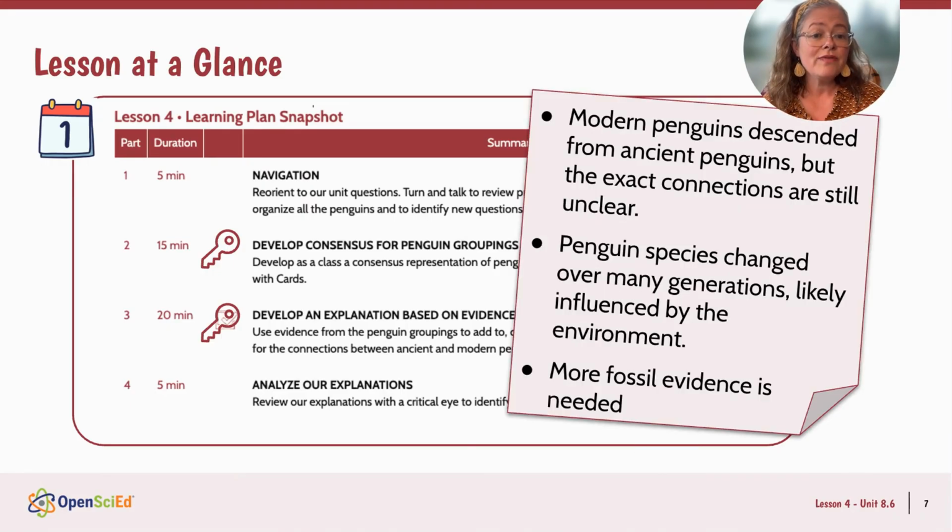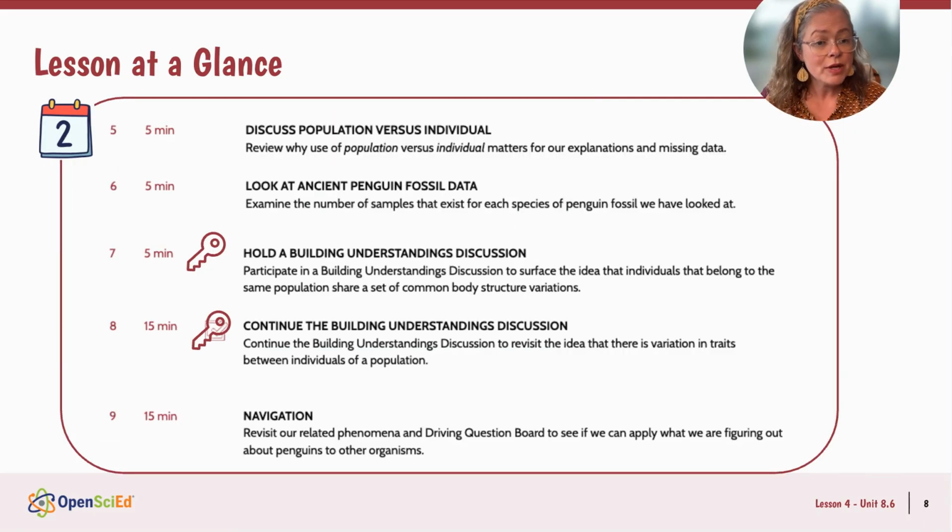From that, we figure out that modern penguins descended from ancient penguins, but the exact connections are still unclear. Penguin species changed over many generations, likely influenced by the environment, and more fossil evidence is needed. From there, we go into the second day and our second sense-making loop.